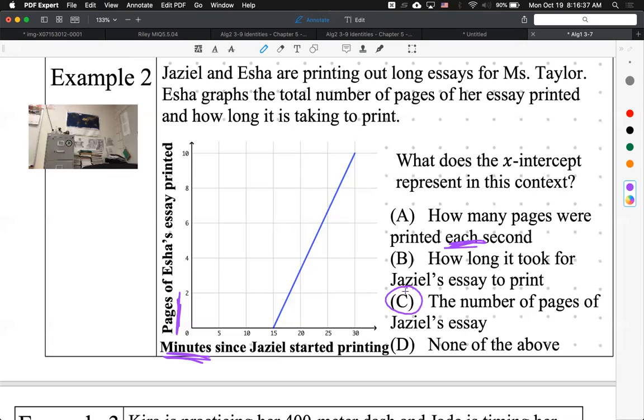You always need to match up the words in terms of amount of time versus quantity with whatever the axis is representing. Let's try another one.